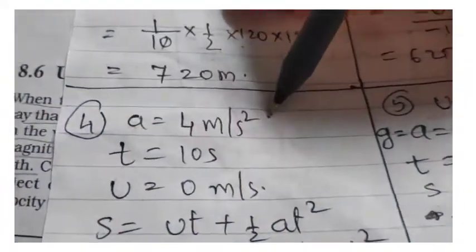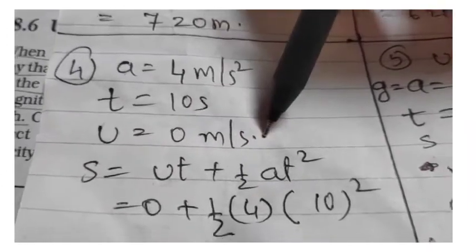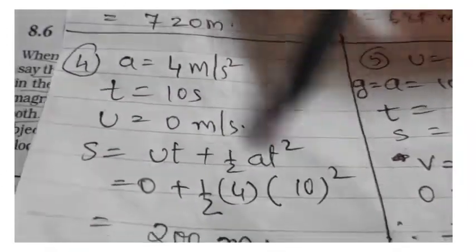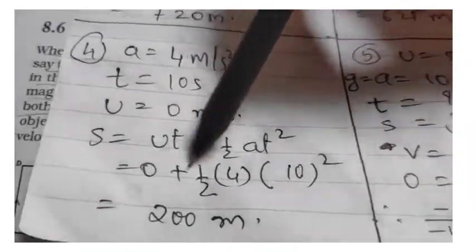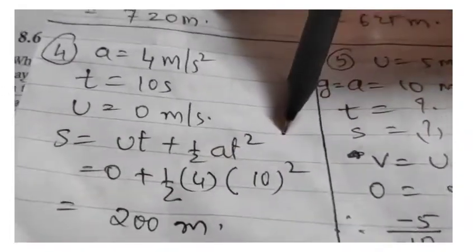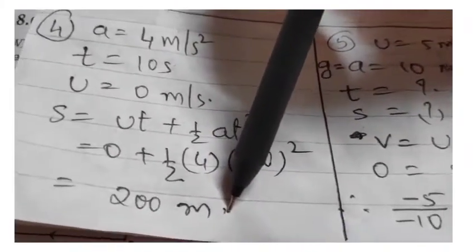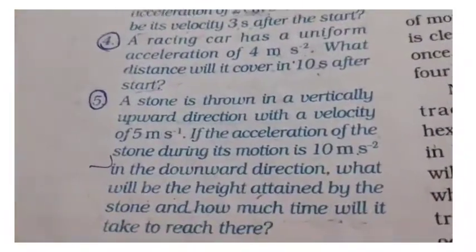So here you have it. 4 meter per second square is the acceleration. After 10 seconds it is achieving, and after the start means U value is 0. So S value will be ut plus half at square. Since U is 0, this first value, U into t, will be 0. Half into a t square, half into 4 into t square, 10 square. So it will become 200 meter. Clear?